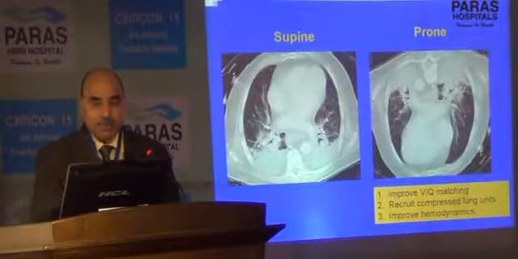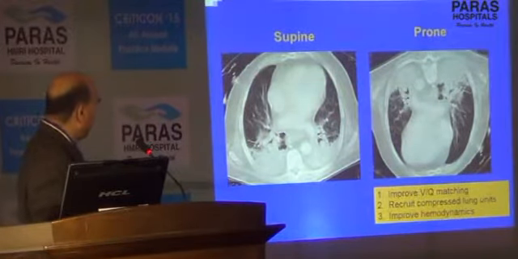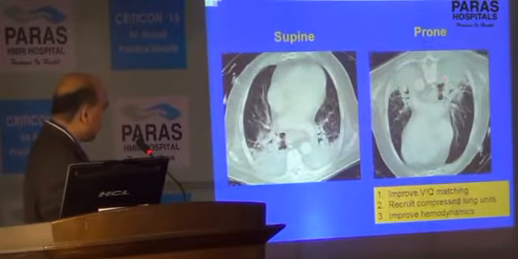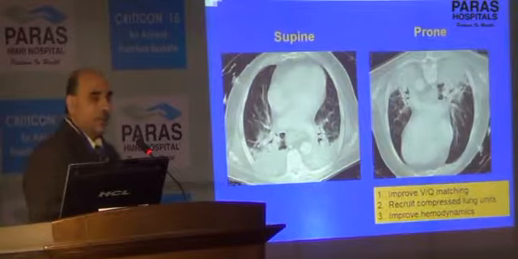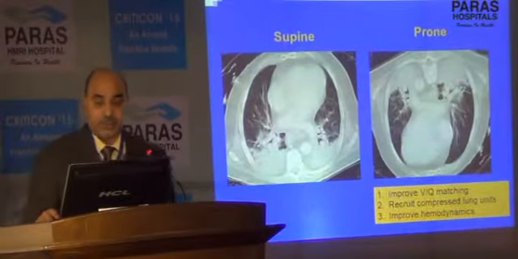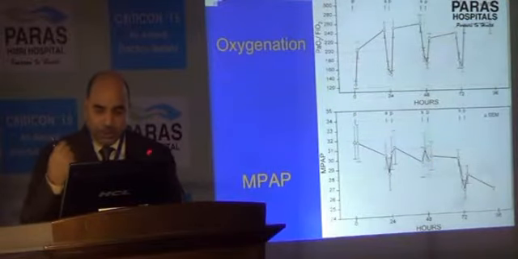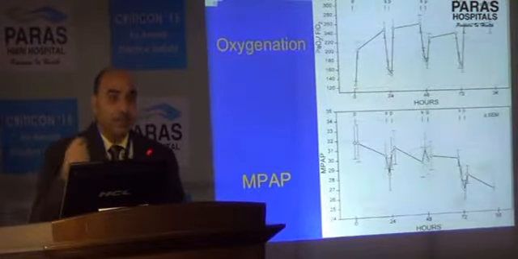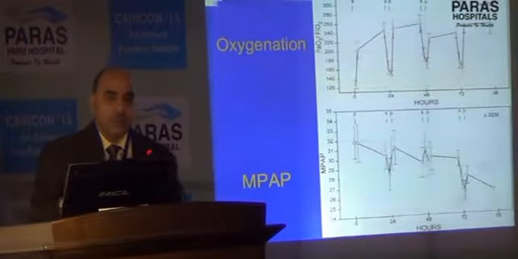And this is how prone position physiologically works. If you are proning the patients, the heart weight goes on the upper part, and it improves the V/Q mismatch, it improves the collapsed units, and it improves the hemodynamics. That's how prone positioning works. Most important thing, if you apply a prone position, the mean airway pressure does not rise. So there is less chance of injury related to rise in mean airway pressure.